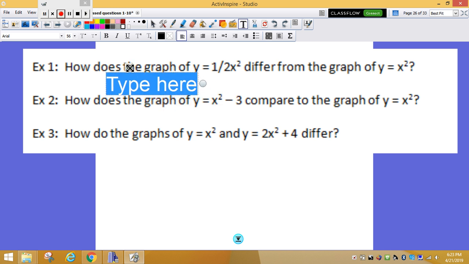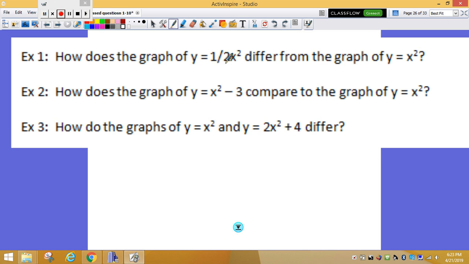Well, this one, the slope, or your A, is 1/2, and this one has a 1 here. Oh, this is a 1. Well, 1/2 is smaller than 1, so this one's going to be wider, and this one's going to be skinnier, because 1 is bigger than 1/2.